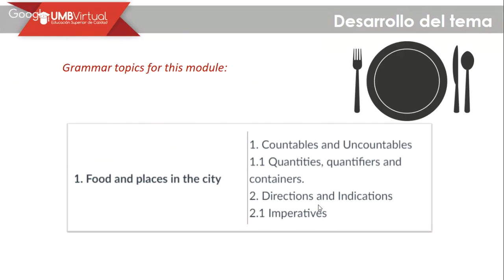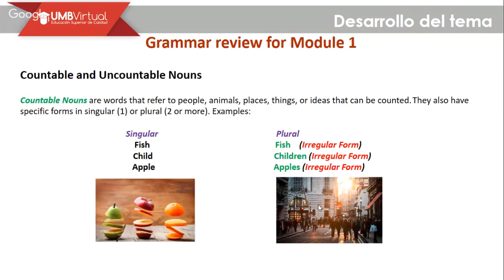All right. Grammar topics for this model, we have food and places in the city, countable and uncountables, quantities, quantifiers, and containers, directions and indications, and imperatives. All right? I hope this information is clear for you. We're going to start with the grammar review for Model 1, countable and uncountable nouns. Vamos a tener en cuenta los sustantivos contables e incontables, cuándo los utilizamos y los ejemplos que aquí vamos a ver junto con el PDF, como les mencioné anteriormente, que está dentro de la plataforma.